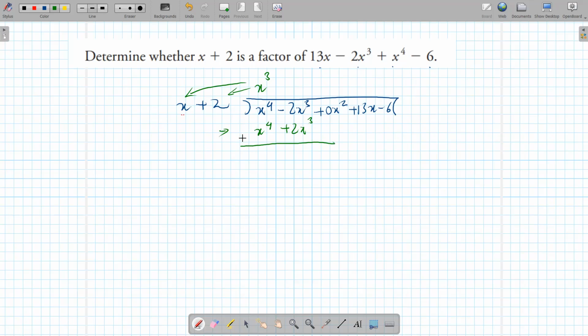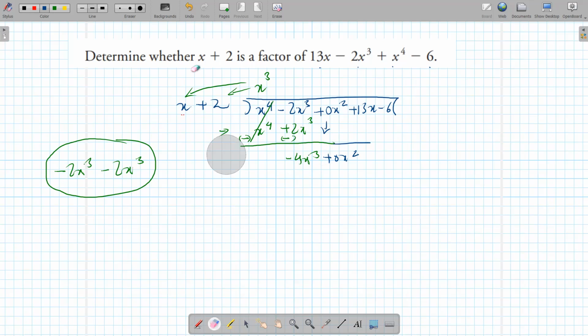And then we subtract. Subtract means all the signs flip. x to the 4 minus x to the 4 is 0. Negative 2x cubed minus 2x cubed. Now notice we're not multiplying them. We're subtracting, so the power stays the same. That gives negative 4x cubed. And since we canceled something out initially, we're allowed to bring the second term down. Even if it's a zero, we can work with that.